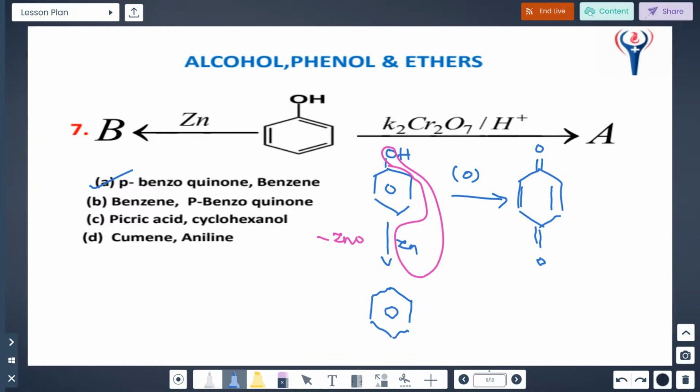Phenol is oxidized, we get parabenzoquinone. Phenol reacts with zinc to form benzene. So answer A is the correct option, understood? I have given only the very standard equations. So study this thoroughly. I already told you the name reactions and important reactions. If you study them, you can easily answer the one or two questions they ask in the NEET examination. Okay, students, thank you.